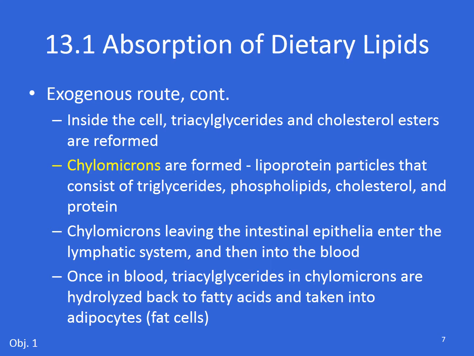So these chylomicrons, once they leave your intestinal epithelia, your intestine, enter the lymphatic system and eventually make it into your bloodstream. Now once they're in your bloodstream, those triacylglycerides in the chylomicrons get hydrolyzed back into fatty acids and glycerol and are taken up into your adipocytes, or your fat cells.